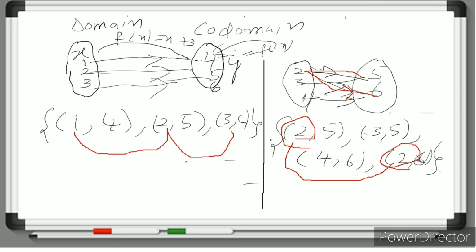But this is not the case for output. You can have in the codomain one number left. And one more thing, boys, here 2 is mapped to 5. You see 3 is also mapped to 5. It's okay. Two inputs can have the same output, but output should not have the same input.